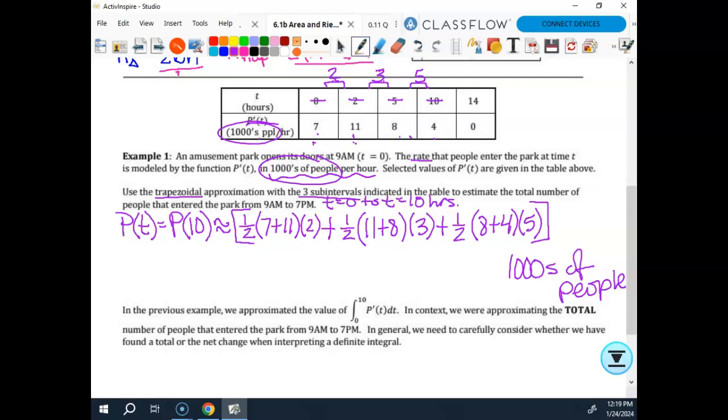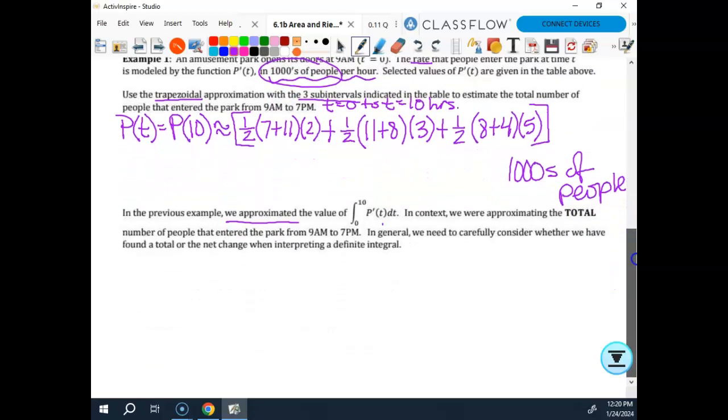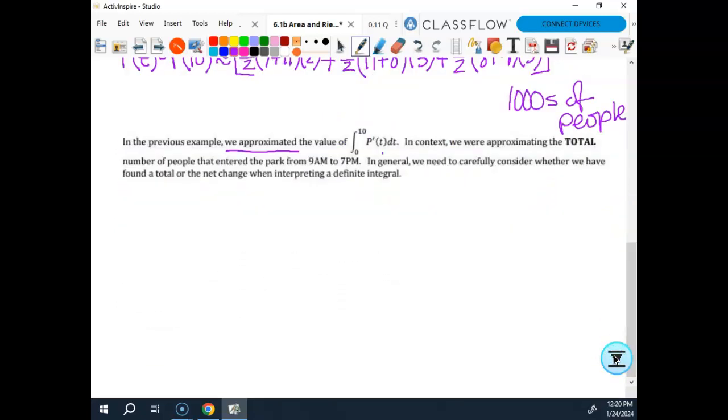So in this previous example, we approximated the value of this. We wrote it as p of 10, but we were integrating from 0 to 10, right, of p prime. In context, we were approximating the total number of people that entered the park from 9 a.m. to 7 p.m. In general, we need to carefully consider whether we have found the total or the net change when interpreting a definite integral. Okay, and so here's the difference here.